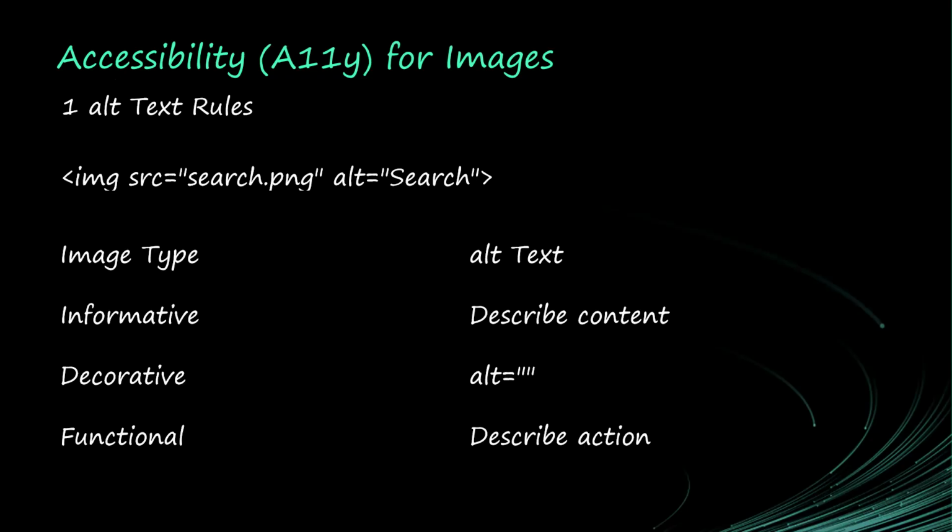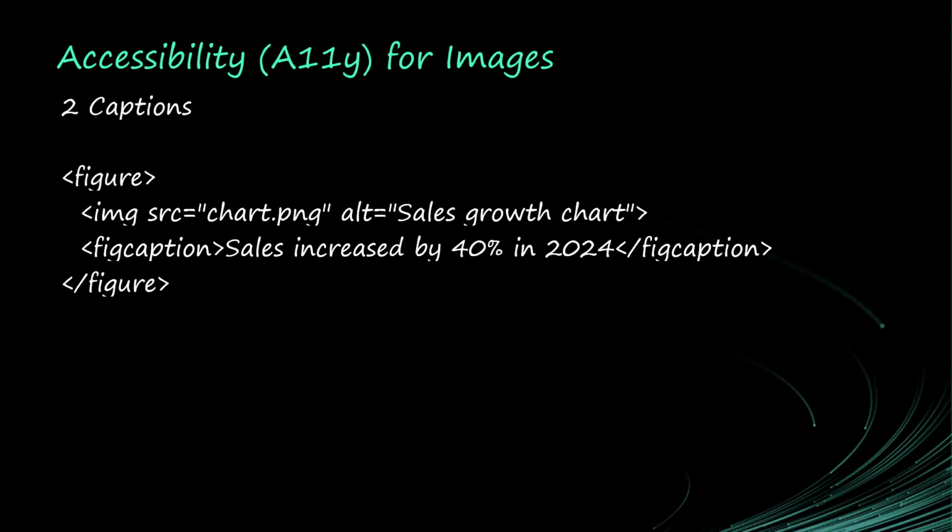Accessibility: use the alt text rules. If your image is informative, describe the content in the alt text. If your image is decorative, it is not really important, it's just for decoration to make the website look good, make sure that the alt text is empty. Don't enter anything in the alt text. But if it is functional, describe the action of the image. Also make sure you have captions. I talked about the figure element and the figcaption in the last class.